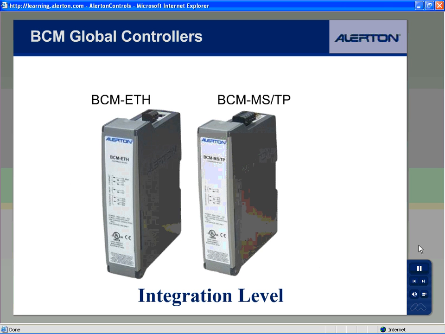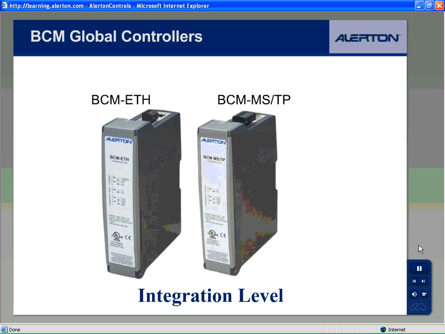The BCM ETH and BCM MSTP are global controllers. They execute global control strategies with their locally connected field controller level devices. The BCM ETH and the BCM MSTP can route BACnet messages between Ethernet and MSTP networks, host automation features such as schedules, trend logs, alarms, optimum start, zones, demand limiting, and tenant activity for connected BACnet devices. Run DDC sequences for connected BACnet devices.